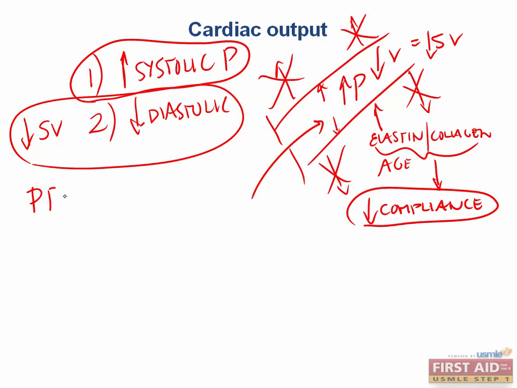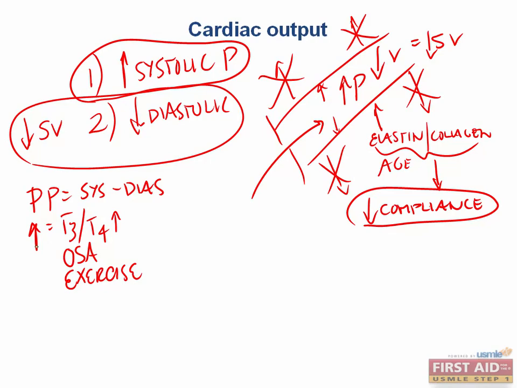So remember, we said pulse pressure is just the systolic minus the diastolic. So in a situation such as hyperthyroidism, obstructive sleep apnea, and exercise, we can all see increased pulse pressure. So hyperthyroidism, which is increased T3, T4, obstructive sleep apnea, and exercise, we will see an increase in the pulse pressure. Now why?